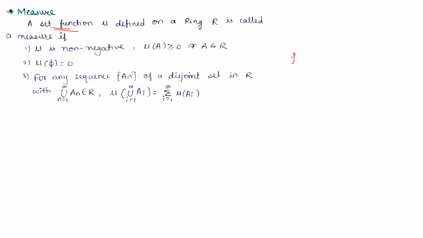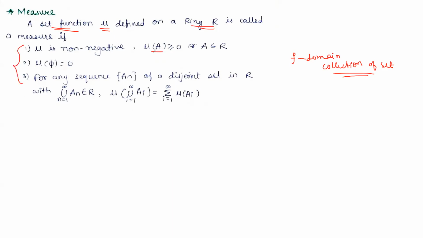If f is a function whose domain is a collection of sets, the function is called a set function. So here this mu, or a small mu, which is called a measure, is a set function on a ring R, and it is called a measure if these three conditions are satisfied.